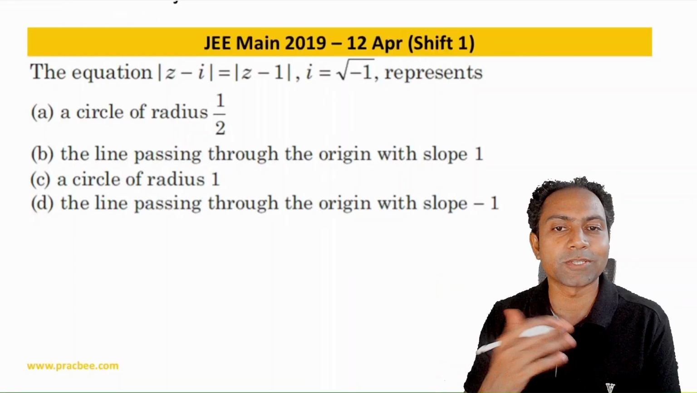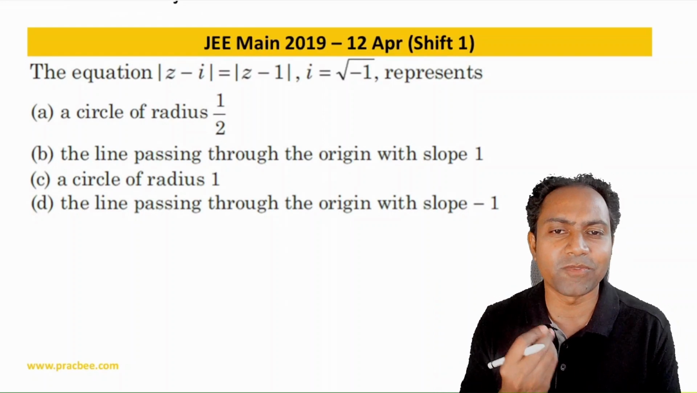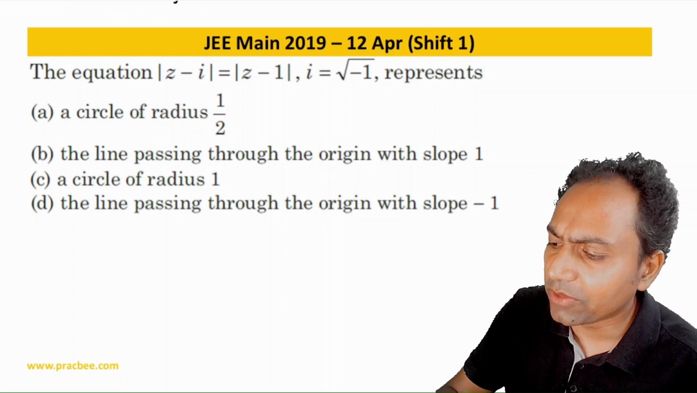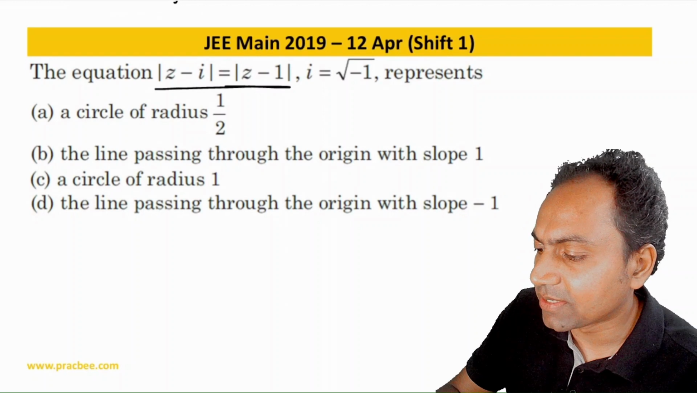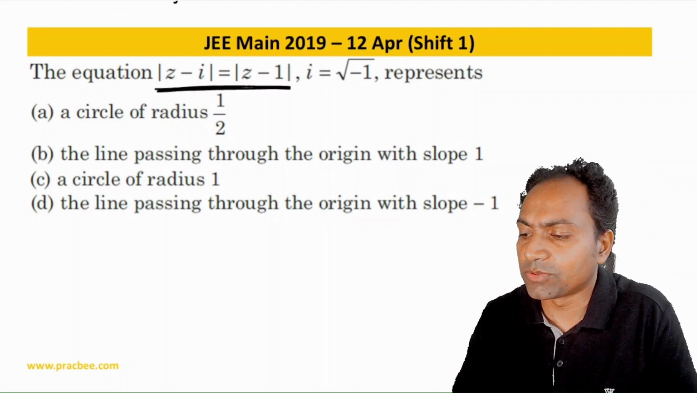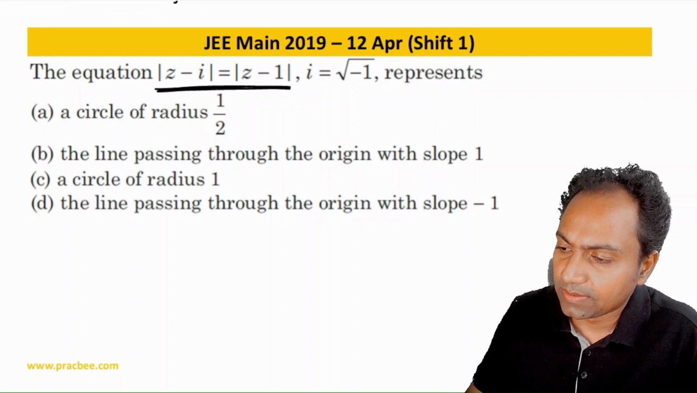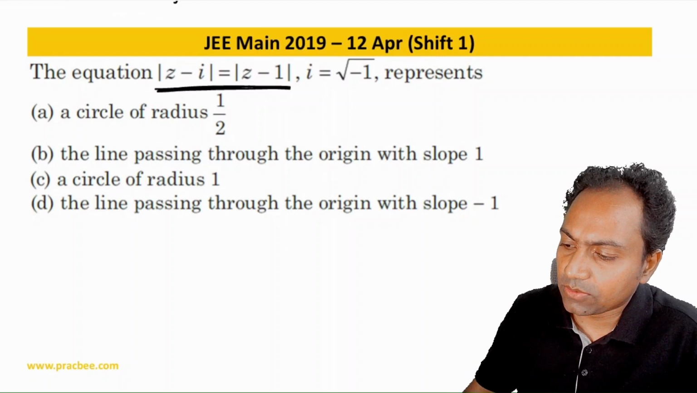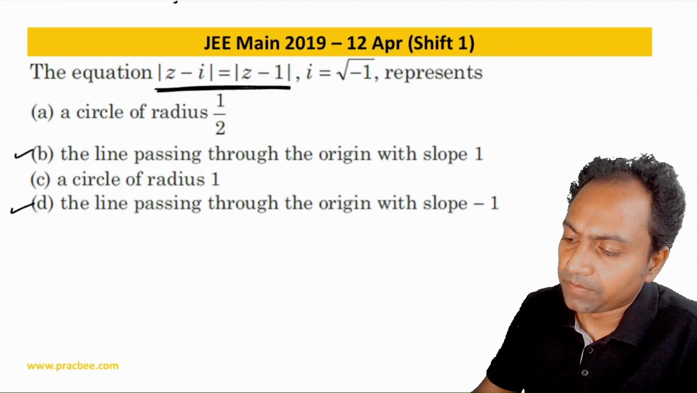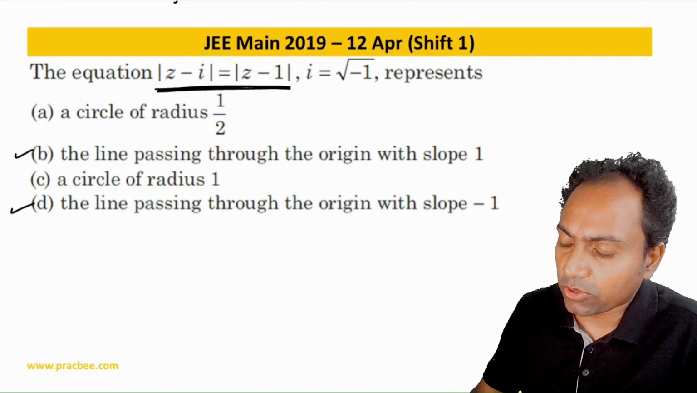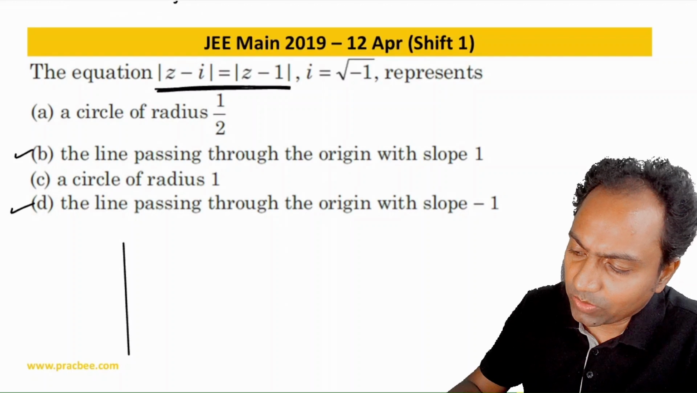Now, if we move towards the problems, the first and simplest problem was asked in 2019. The equation of a perpendicular bisector is given to us directly: mod of z minus z1 equal to mod of z minus z2, and they are asking what the locus is. So directly you can say it is a line. There are two kinds of line they are talking about. If you mark these points, you will be able to understand what kind of line.